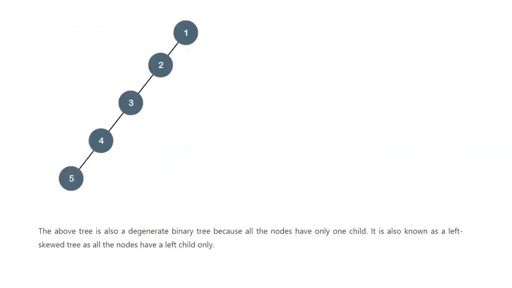The next comes a degenerate binary tree where all the nodes are going to be left aligned. And each and every node has only one child and all the children are being left aligned. So this is going to be called as left skewed tree.